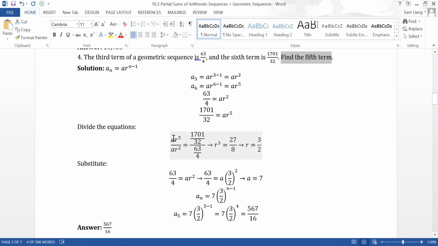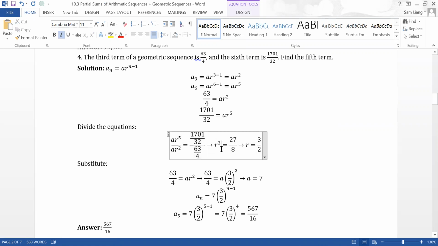And we get r cubed because we divide that out, assuming a is not equal to 0, right? And yeah, it wouldn't be able to be 0 because in that case, 0 times any common ratio would just be 0, right? So yeah, a divides out, and then r to the fifth divided by r squared is r to the third. So you get r cubed equals 27 over 8. That's like this fraction divided by that fraction. From there, you take the cube root of both sides, you get r equals 3 over 2. So that's the common ratio, right?